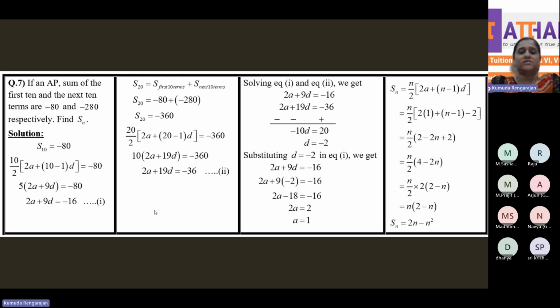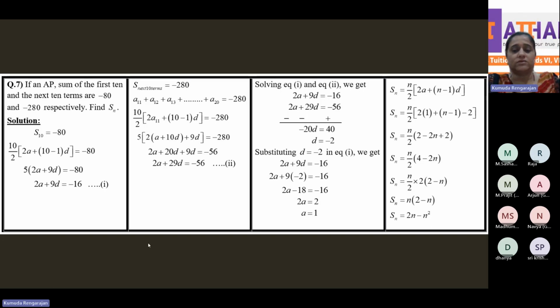Oh, I have an alternate solution. Let me explain that. Okay, so it can also be worked like this, children. See this one. Handling this information is the same. For the same question, I have an alternate solution. The sum of the first 10 terms is minus 80. So that is the same, no difference there.